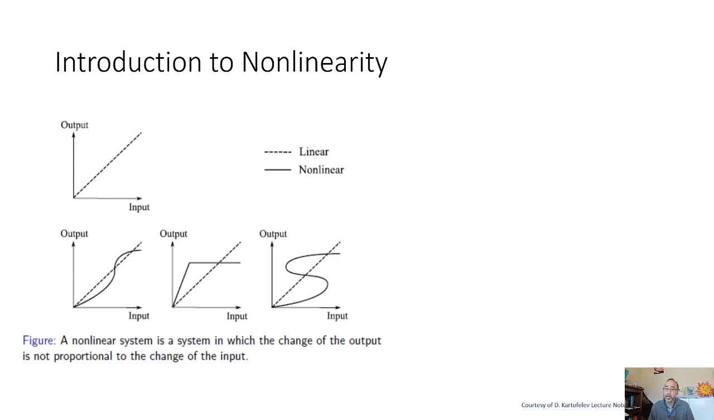It's important to know what linearity means. Linear systems tend to generate very predictable responses, so linear systems have a proportional response to their input. Nonlinear systems, however, tend to produce nonlinear responses, things that are not in direct proportion to the input. And these are various examples of nonlinear output.